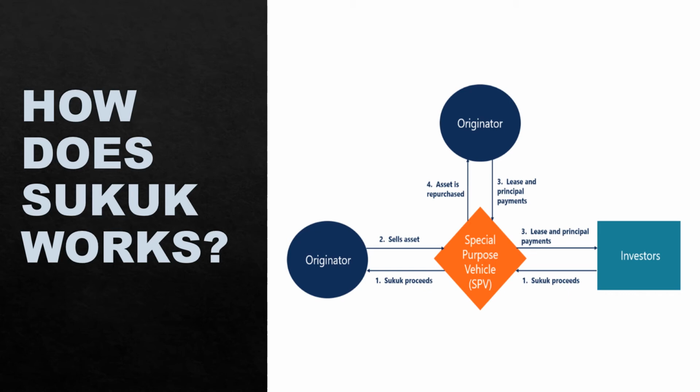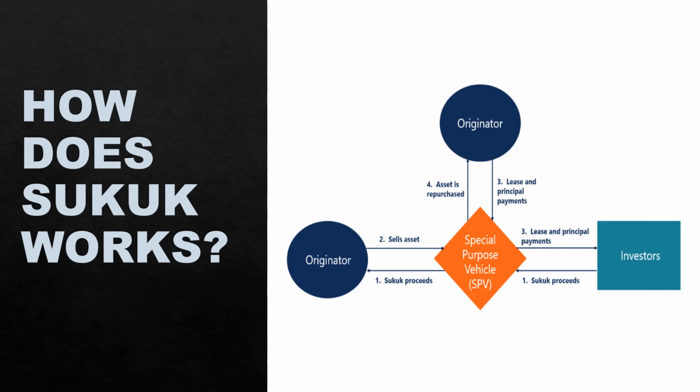Firstly, a company that requires capital, referred to as the originator, establishes a special purpose vehicle (SPV). The SPV protects the underlying asset from creditors if the originator suffers from financial problems. Second, the SPV issues Sukuk certificates that are sold to the investors. Then, the originator purchases the required asset using the proceeds from the sale of the certificates to the investors. Next, the SPV buys the asset from the originator. Then, the SPV pays the asset sale proceeds to the originator.